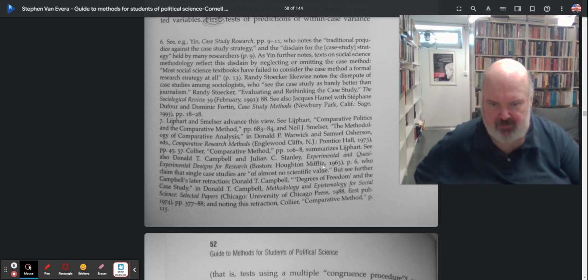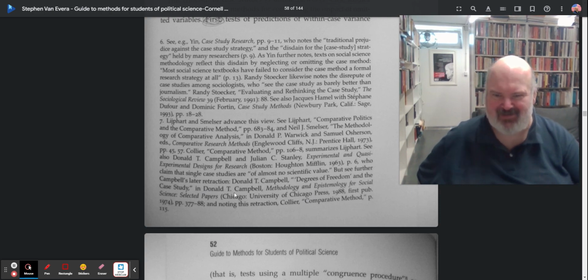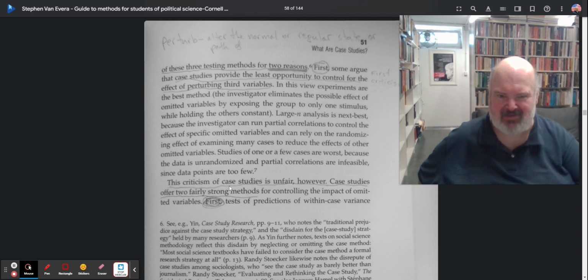And he gets here to Collier's method, which summarized Lipset. See Campbell and Stanley, who claim that a single case study is of almost no scientific value. But see further Campbell's later retraction, degrees of freedom in case studies, right? He retracts it. So this is like, okay.